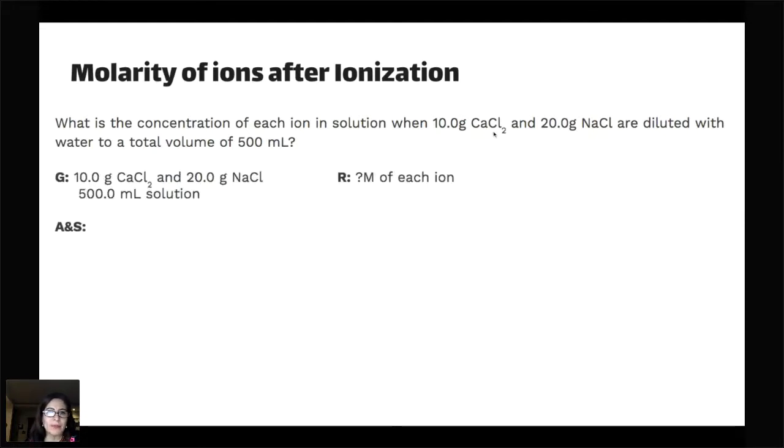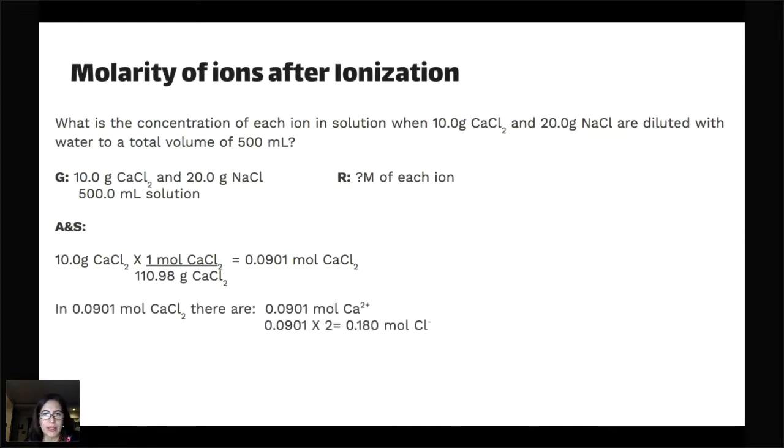Okay, I always organize. It's always a nice idea to organize your problems with given, required, analyze, solve. And then it's easier to read and work your way back through the problems. So as we mentioned, for 10 grams of calcium chloride, we use the molar mass, and we have this amount of moles, 0.0901. The same amount will be for calcium, but double that amount would be for chloride.